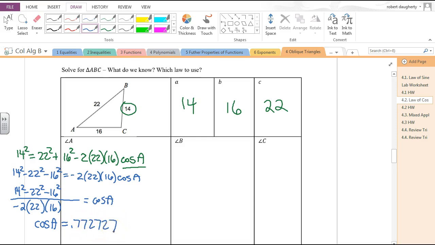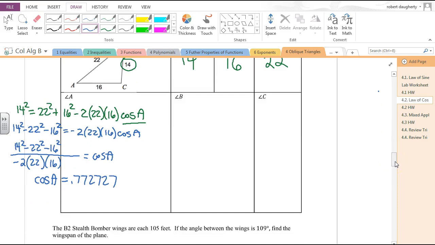0.772727. What you don't want to do is round up and say that's 0.8. You don't want to round up until the very end. Now, to solve this for A, what do I have to do? Inverse cosine. So A is going to be the inverse cosine of that number.